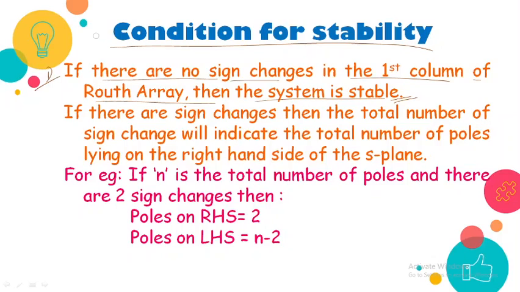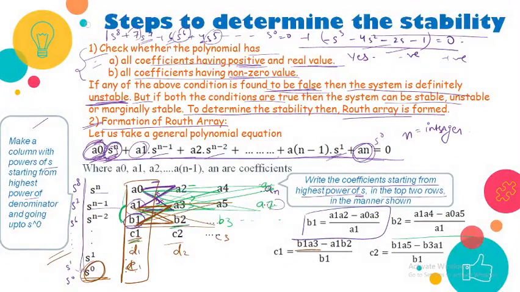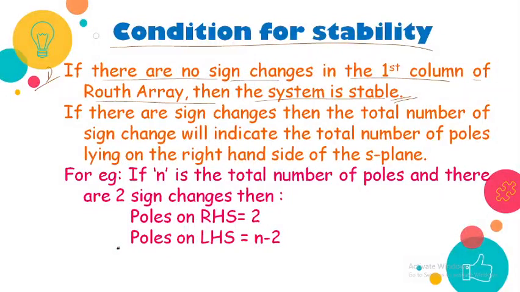Sign change means, suppose your A0 value is positive, A1 is positive, but B1 becomes negative, and then C1 again becomes positive, then you can say that there is some sign change. A sign change from positive to negative, then negative to positive again. So if you see a sign change anywhere, the system can be unstable. If there are no sign changes, then your system is stable. So this is the condition for stability.